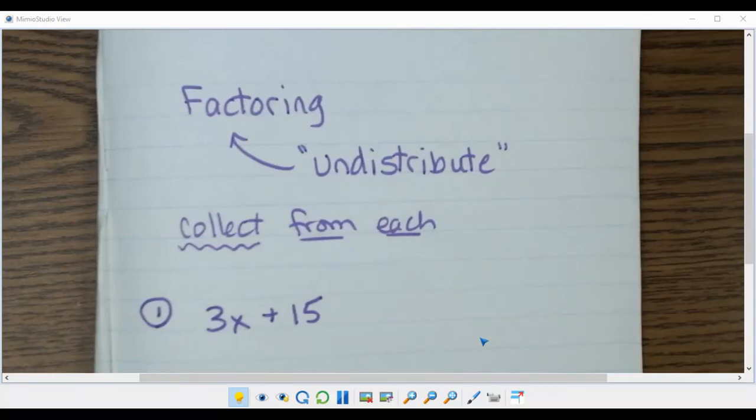So yesterday, we spent a lot of time talking about the distributive property. We were giving things out to each number. Well, today we're going to talk about the backwards or the undoing of the distributive property called factoring. So if we factor and we give out, when we undistribute, we're going to collect. And you have to make sure that you collect from each.